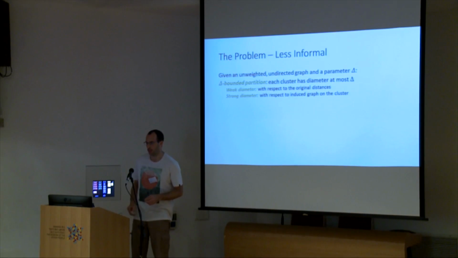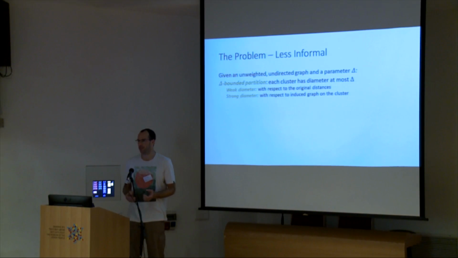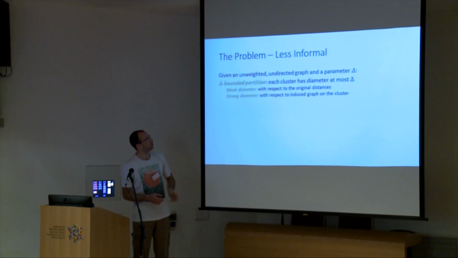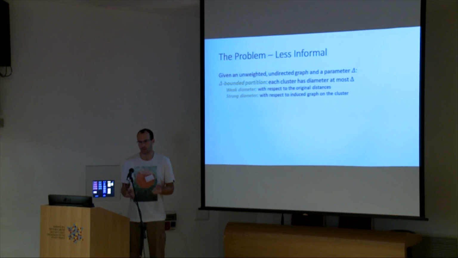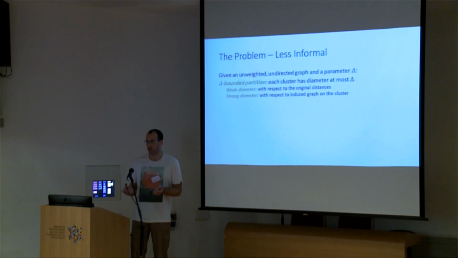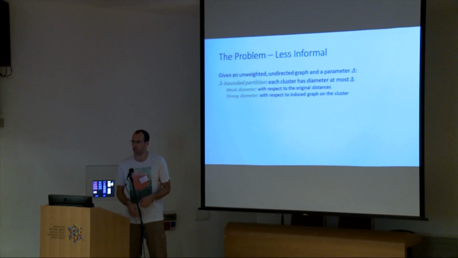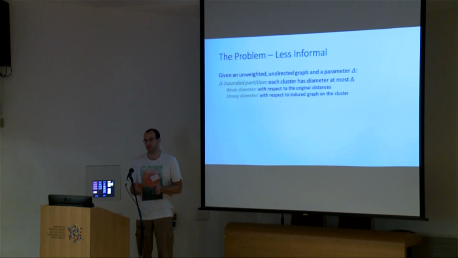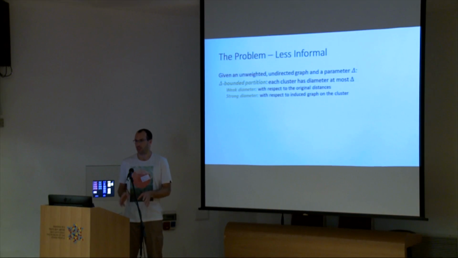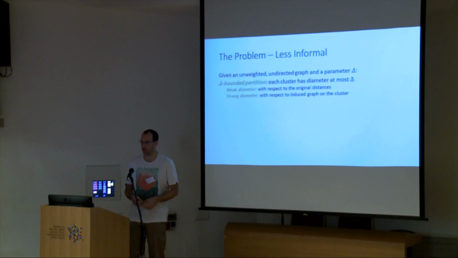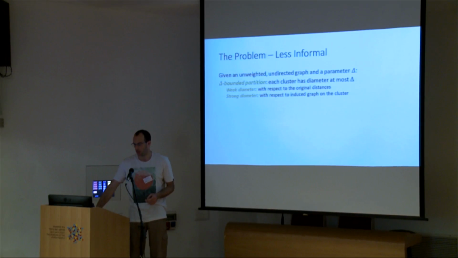Good. So when we say that we want the diameter of every cluster to be bounded by delta, there are actually two things we could mean. One is weak diameter, where you use the original distances in your graph: the distance between points in a cluster, as it was in the original graph, should be bounded by delta. In strong diameter, you view the cluster as an induced graph, and you want to bound the diameter of the graph induced on the cluster. So, for instance, with weak diameter you can have clusters which are not even connected. But of course, in the strong diameter case, you cannot.